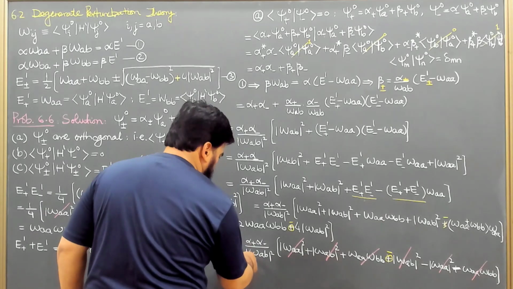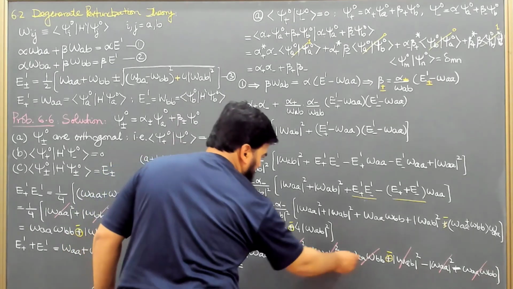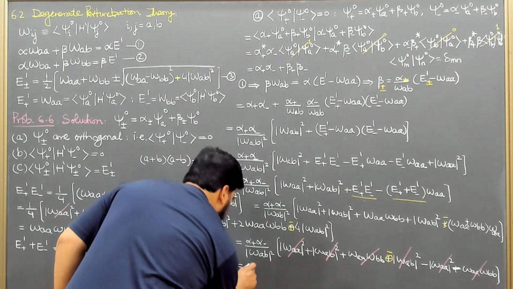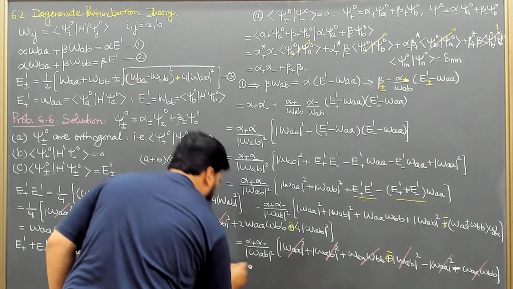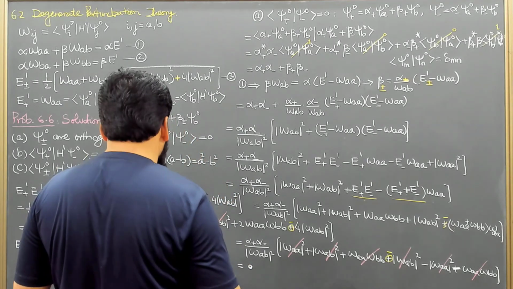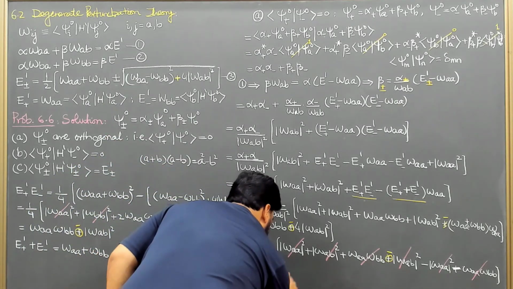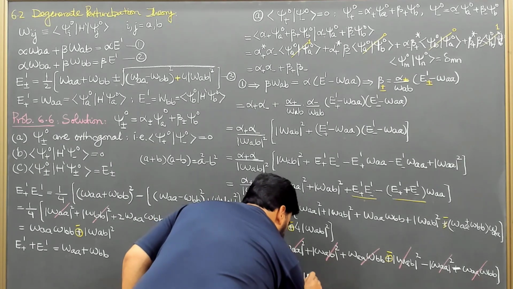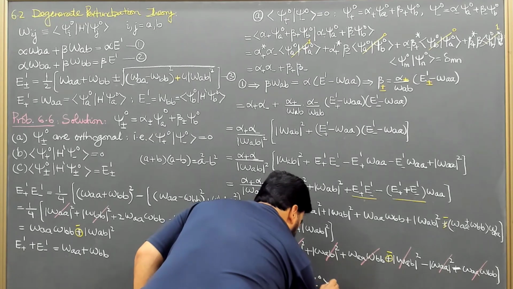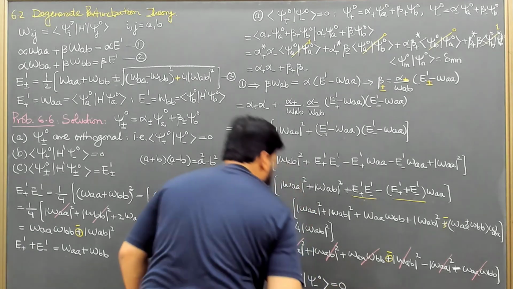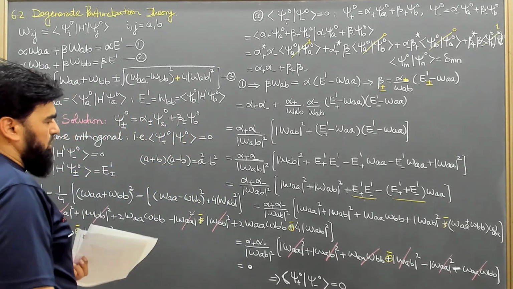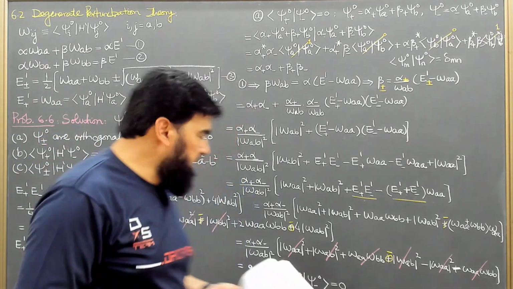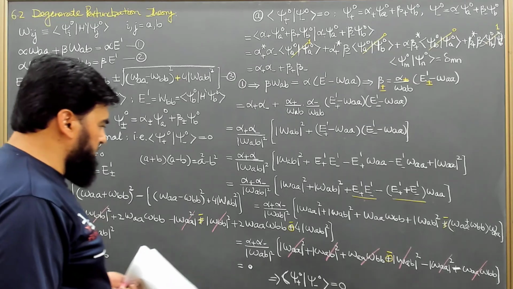And we have that alpha plus alpha minus WAB mod square, and this whole the terms inside the bracket comes out to be zero. So multiplication will also come out to be zero. So this proves that psi plus 0 and psi minus 0 are orthogonal. This is equal to 0. So they are orthogonal. So finally, we have proved part A here, and now we will proceed towards part B.